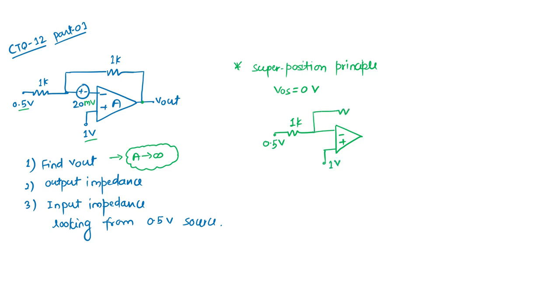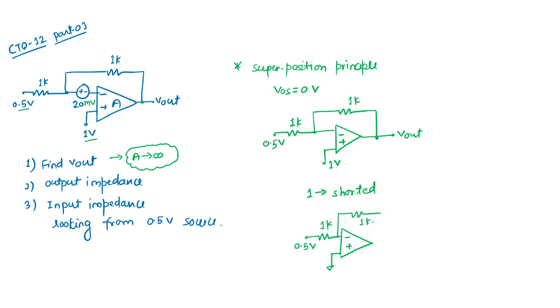The circuit can be like this, 1k. So we can have the output simply. This we can solve by first considering the 1 volt to be shorted, then we'll see only the effect of the 0.5 volt. Then in that case, what will be the output? If I'm considering the 1 volt to be shorted, here is the ground. Then what is the exact input applied here? 1k, 0.5 volt, and another 1k is here.